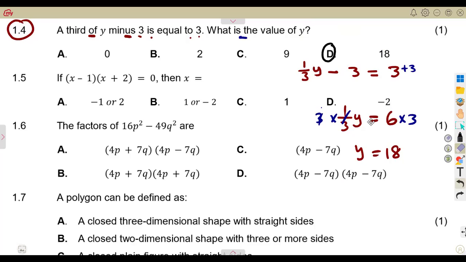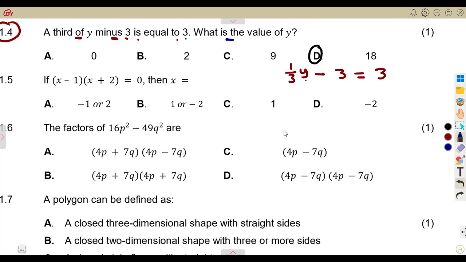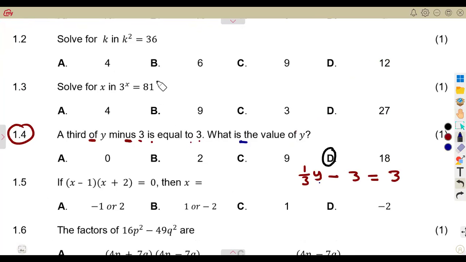Like I said, let's say you do not actually understand your equations that much, but this is where we are given the answers. Just substitute the values, because you have got the answers here. If y is 0, substitute in place of y and see if you get a 3. In place of y, that's a third times 0 minus 3. Use your calculator, you're going to get minus 3, which means this one is wrong. You move on to 2 and do the same thing. A third of 2 minus 3, a third of 9 minus 3, you're going to see that your answer is on 18. That is how you can actually get this, because you have got the answers.